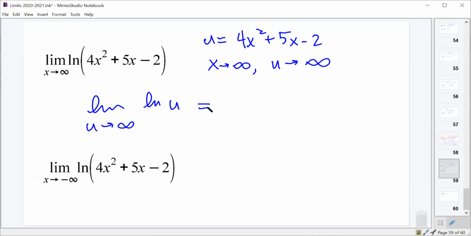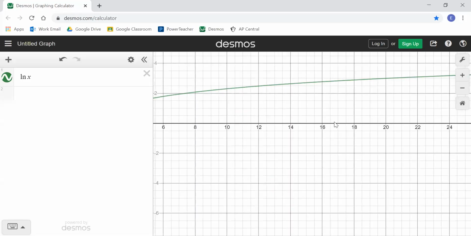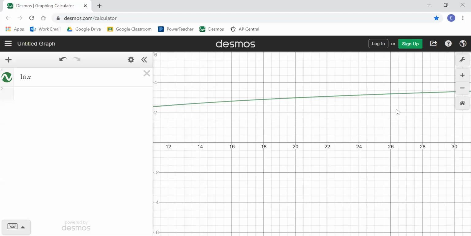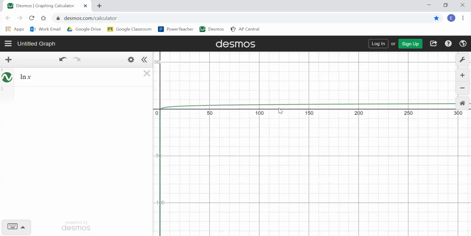Infinity. Should be what? Sorry, I couldn't hear you. I think it's infinity. You think correctly. It is infinity, right? Looking at that graph, as x goes towards infinity, even though it's not doing it very quickly, the natural log function increases forever. It goes up and up and up and up, right? It's hard to see it, but it does it. You know, it takes forever, but it does it.